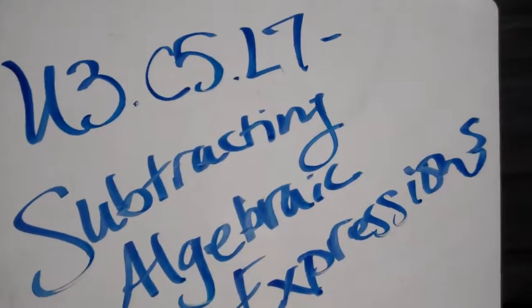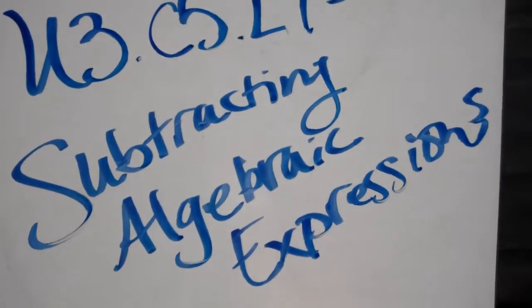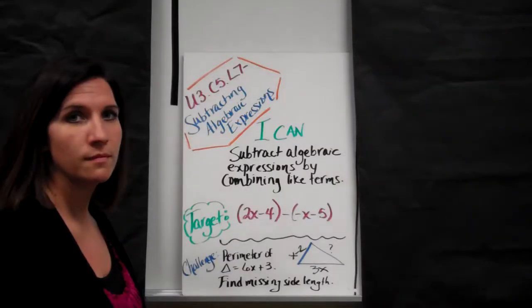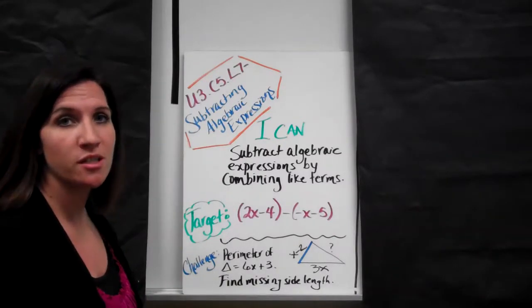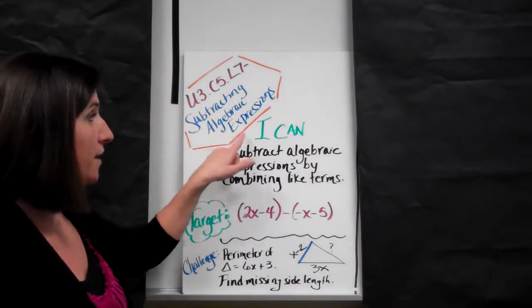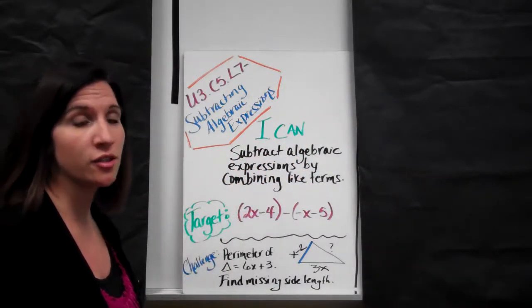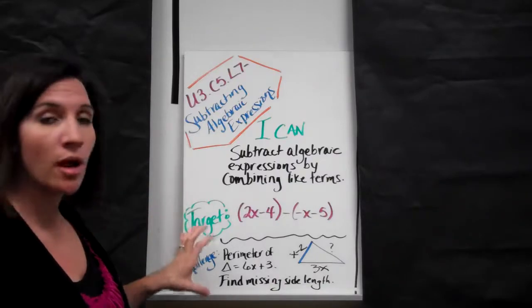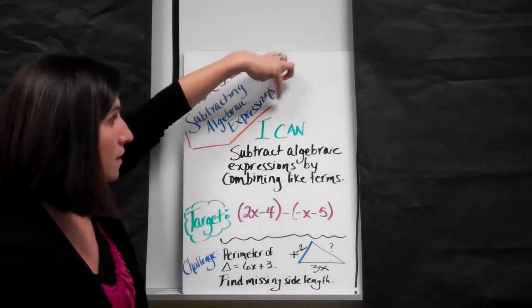This is Unit 3, Chapter 5, Lesson 7, Subtracting Algebraic Expressions. Here's Mrs. Purdue. Hi, today we are going to talk about subtracting algebraic expressions. So your I can statement is, I can subtract algebraic expressions by combining like terms. Here are your target problems, but we'll come back to them so you don't have to write them down, okay?